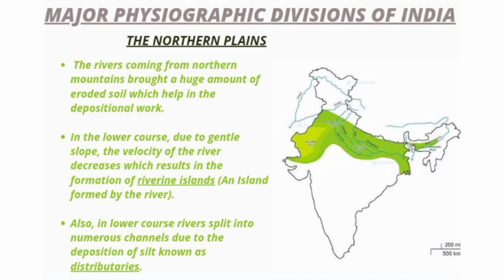The rivers coming from northern mountains brought a huge amount of eroded soil which helps in depositional work. In the lower course, due to gentle slope, the velocity of river decreases, which results in the formation of riverine islands, an island formed by river. Also, in lower course, the river splits into numerous channels due to deposition of silt, known as distributaries.